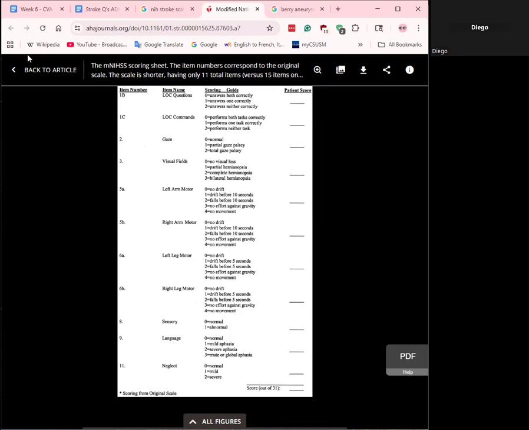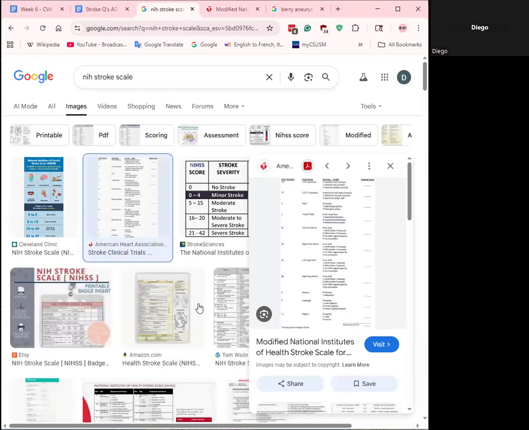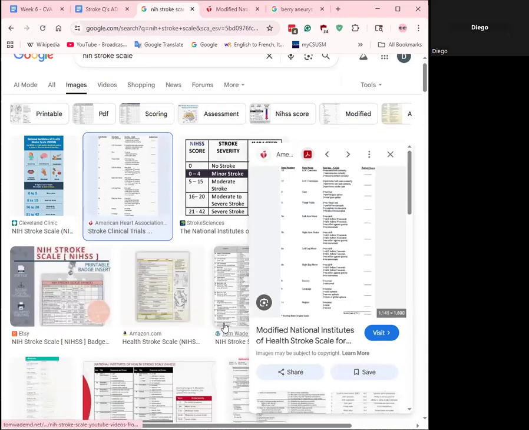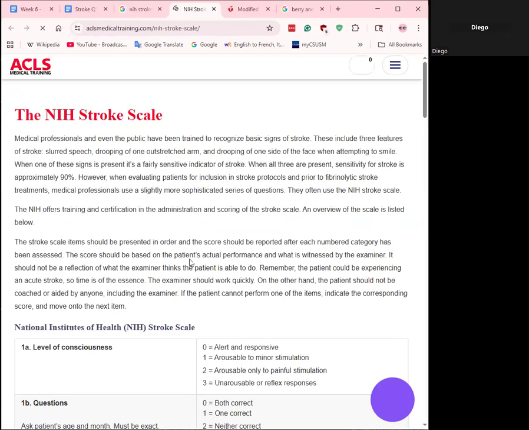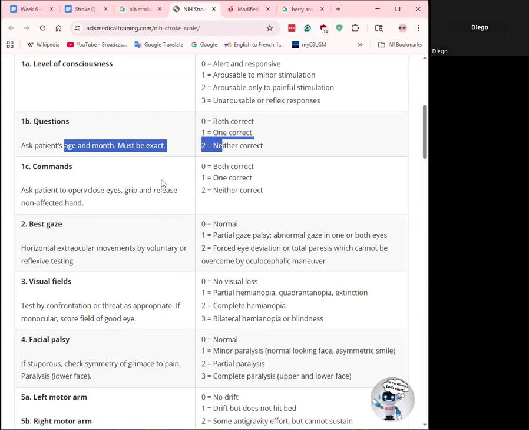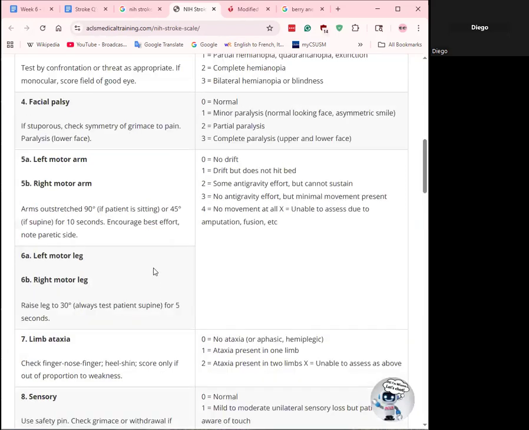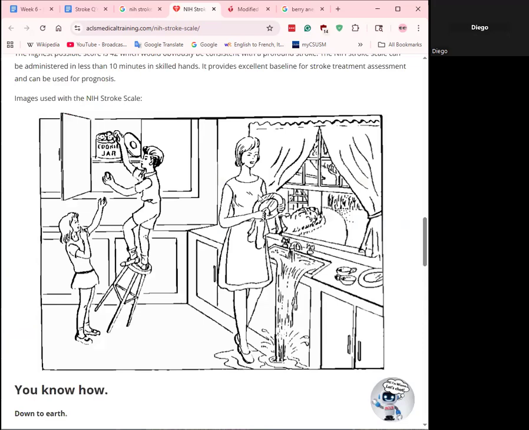I think part of the NIH stroke scale even comes with pictures to ask, hey, what does this look like to you? So here's an example of a picture from the NIH stroke scale, and you would be asking questions like, what's happening in this picture? Part of the picture is right here. You tell them, okay, so what's going on in the picture?